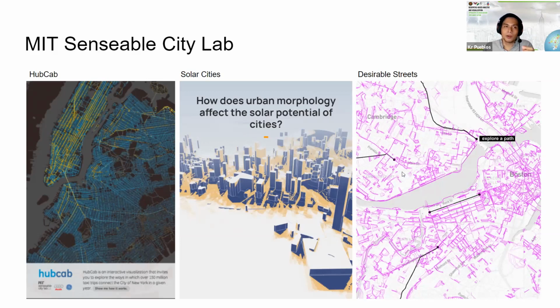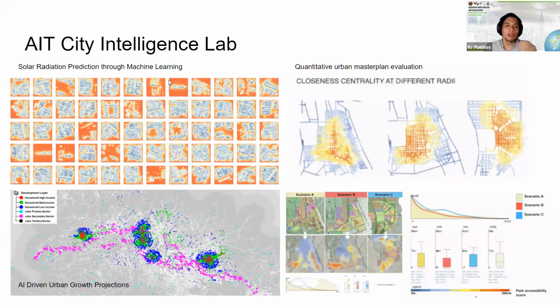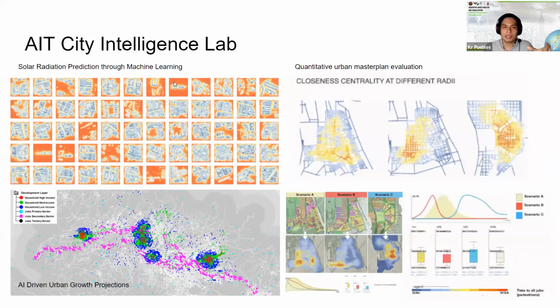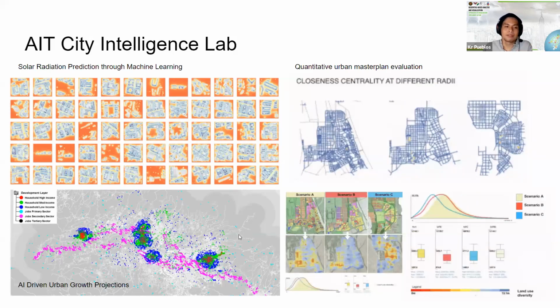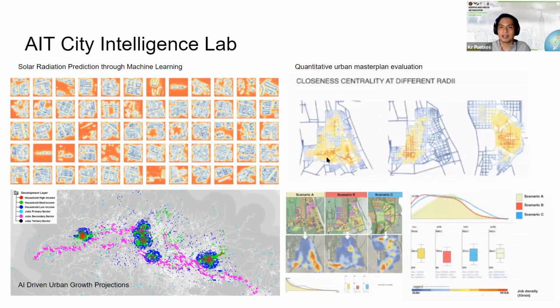There's also the Austrian Institute of Technology's City Intelligence Lab, and they use really advanced tools to map out urban conditions and for master plan evaluation, looking at how to predict solar radiation just from feeding different site plans, and then again feeding data to AI. That's a different conversation altogether, but you can get growth projections, radiation projections, and these other things.